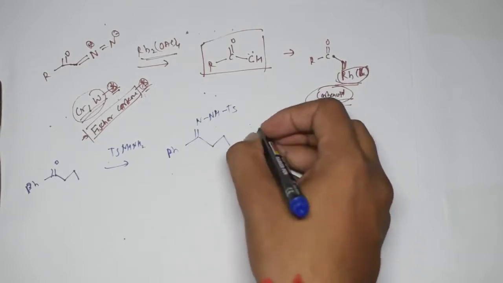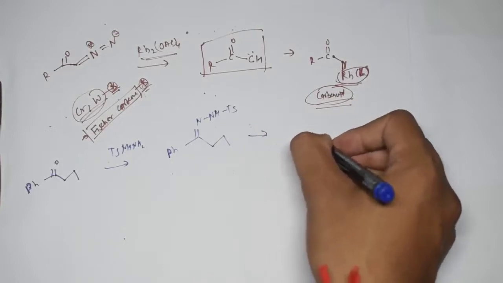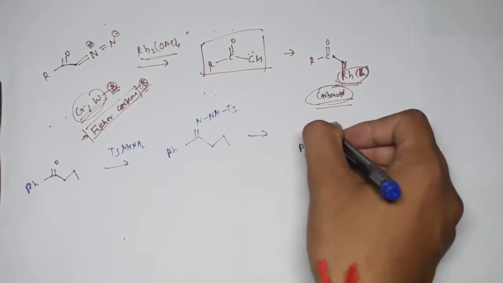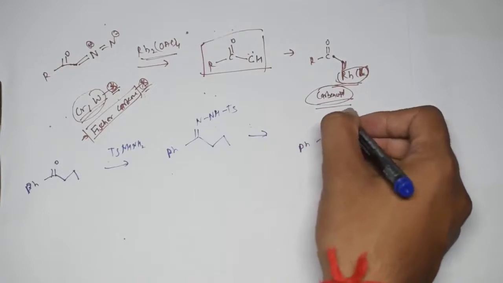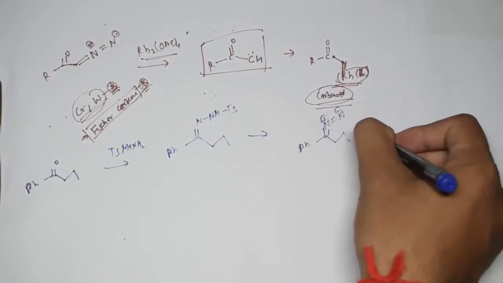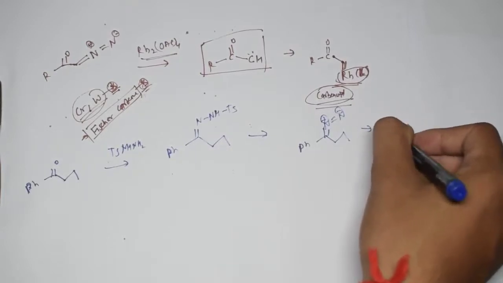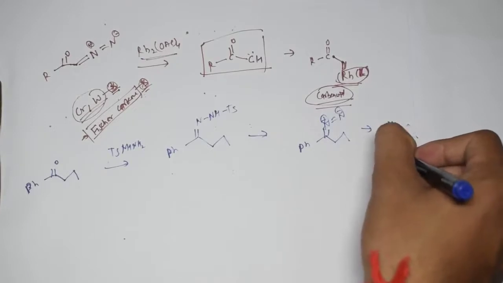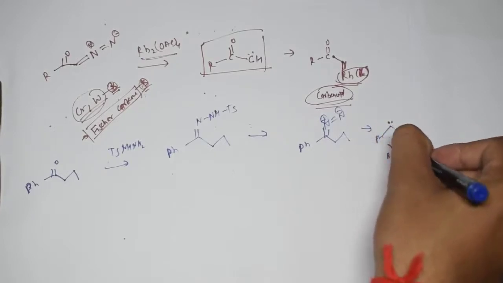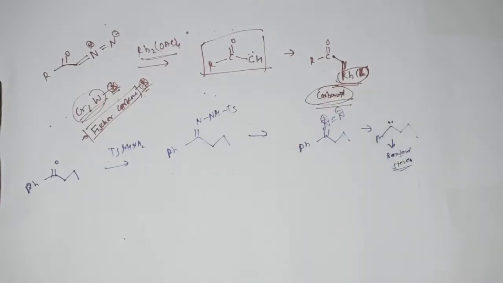After this, what was happening? We were getting something like this, Ph, here we had double bond N, negative over here, positive over here. So in that case we were also getting the carbene, and this kind of example is an example of Bamford-Stevens, which we discussed along with the Shapiro reaction. I hope it's clear now.